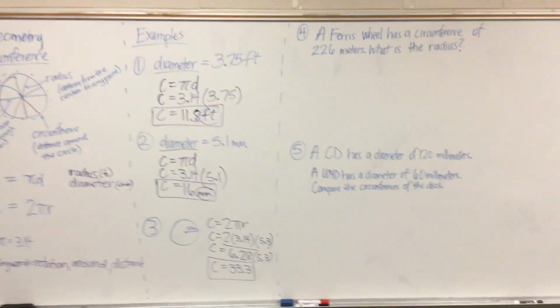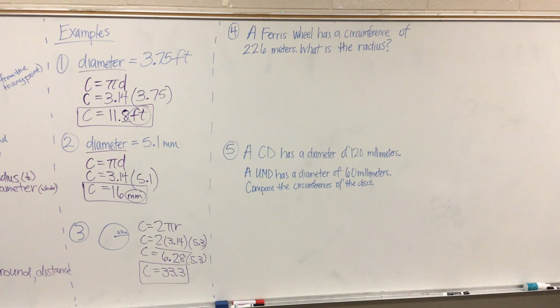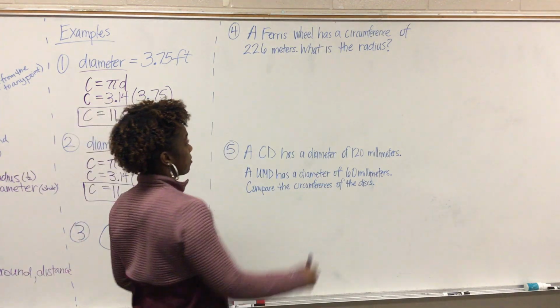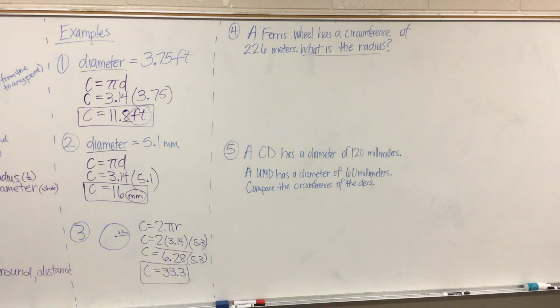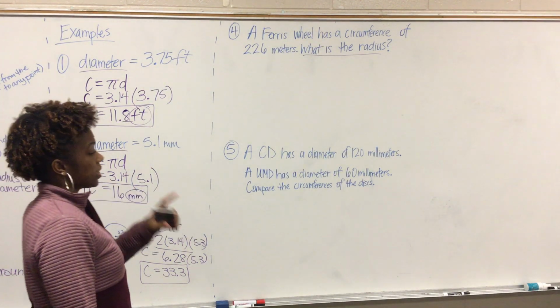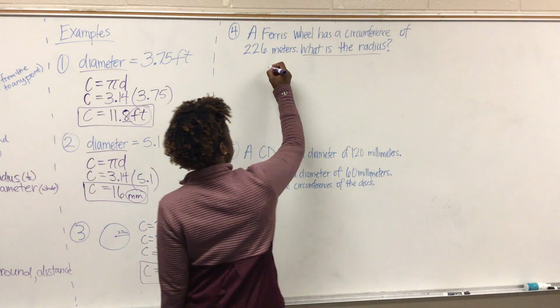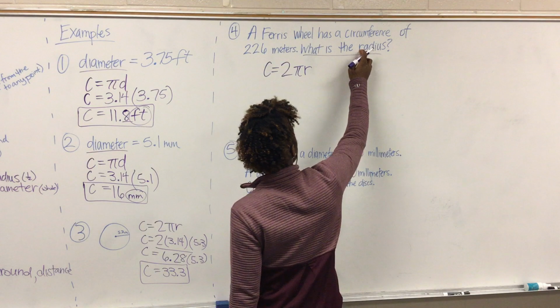Now, a couple of word problems. A Ferris wheel has a circumference of 226 inches. What is the radius? So here, we are doing something different. We are not finding the circumference. They asked us to find the radius. First things first, we still want to start with the equation. Which equation do we need? C equals pi times d, or C equals 2 pi r? We need C equals 2 pi r because we want to use the one with the radius.